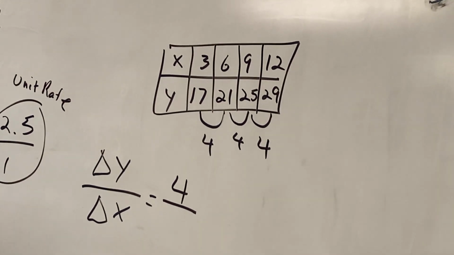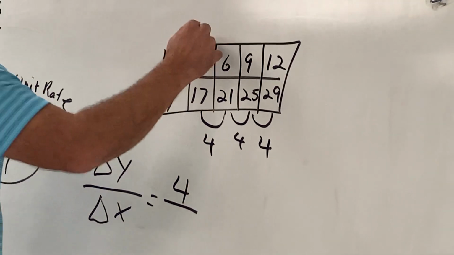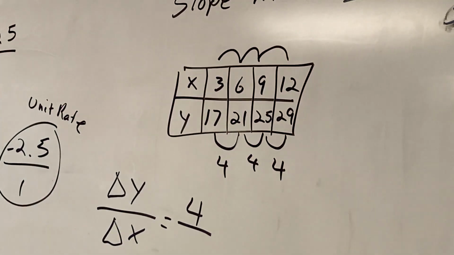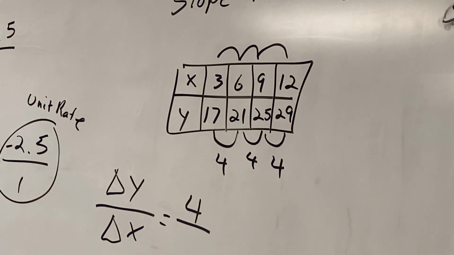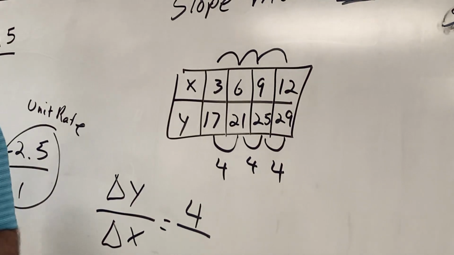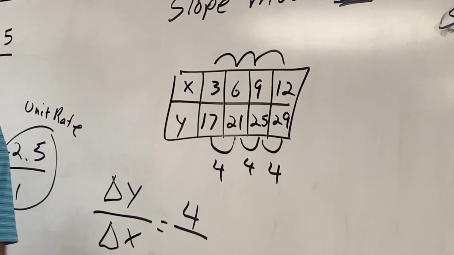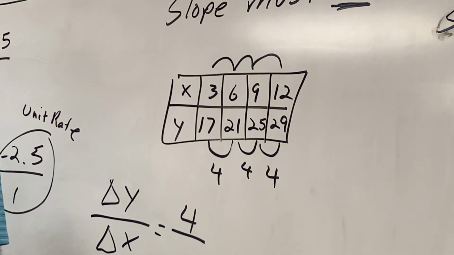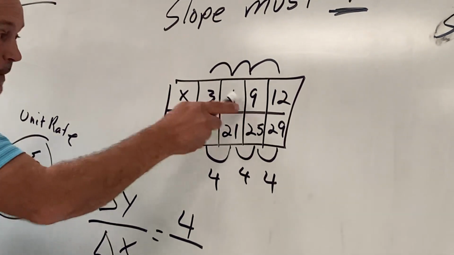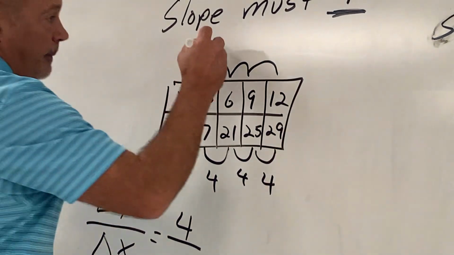How do we find that, Keandra? What do we do? We don't add. If you're finding the change, don't ever add. If you add, 3 plus 6 is 9. It is not changing by 9, people. Not even close to 9. What do we do? Subtract. What's 6 minus 3? 3.